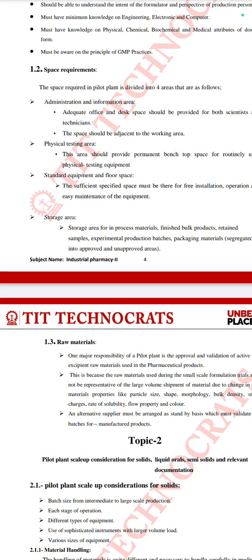Standard equipment and floor space: sufficient specified space must be there for installation and operation. This is considered whether we have sophisticated instruments or normal standard equipment. For consideration of a pilot plant, we must have standard equipment and floor space also, so that we can operate easily and maintain the equipment, as well as sophisticated instruments.